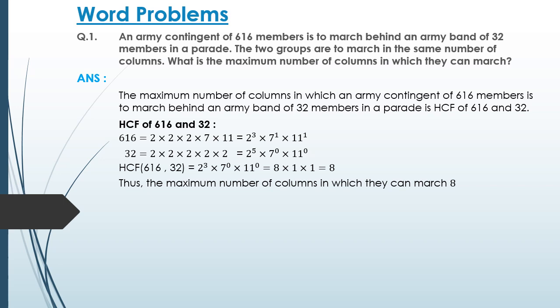Sometimes they can ask you the next question also, find the number of people in one column. So how can we do this? We will add the total number of people. We'll add the number of soldiers plus the number of people in the army band. So in total we'll get 648. Now there are 8 columns. To find out the number of people in one column, we will divide 648 by 8. So we will find out the number of people in one column.